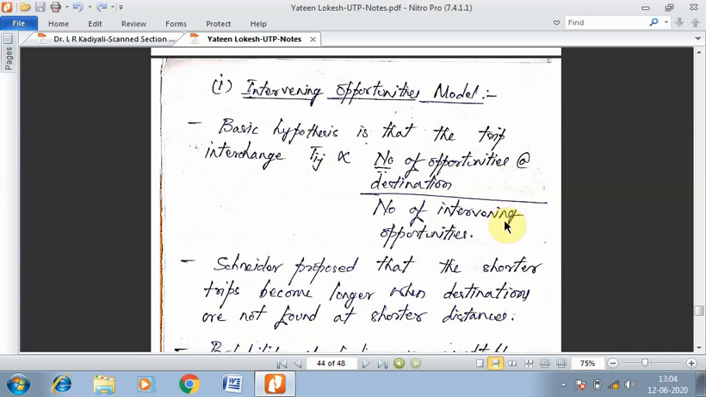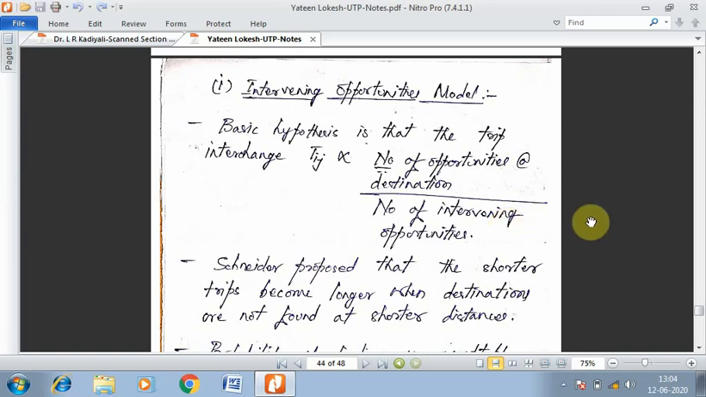For example, if the trip is getting generated from zone I, the destination is zone J. Okay, so the future number of trips happening between zone I and zone J is directly proportional to the opportunities in zone J. Now in between zone I and zone J, if there are some intervening opportunities or some attractions, then the destination where you need to reach might get influenced.